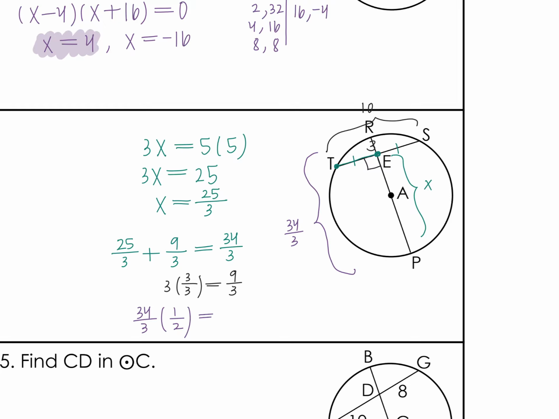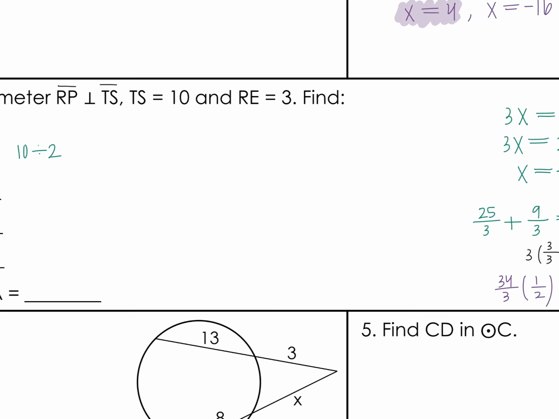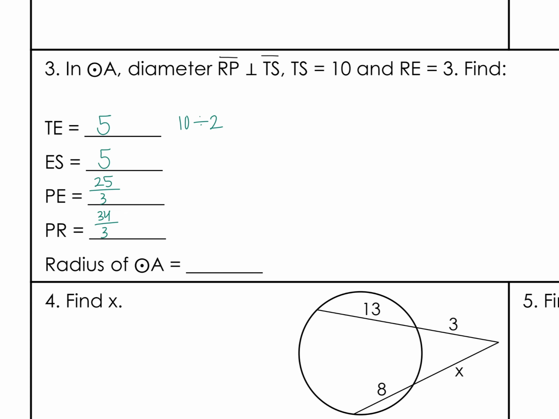And I'm going to get 34 over 6, which you can reduce down to 17 over 3. So that's going to be my radius for the circle A.